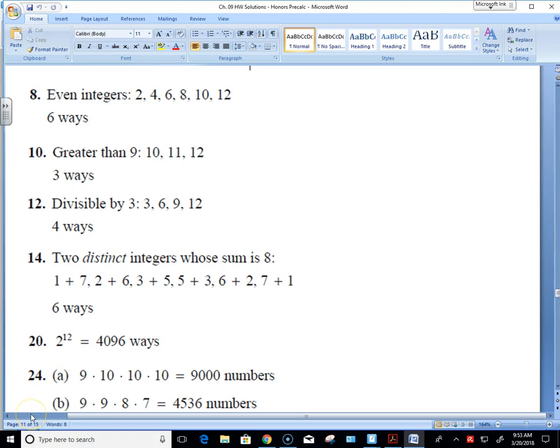Different integers. Meaning 5 and 5 counts as 1, but it won't count as 2 because they're distinct. That's a good way of putting it.